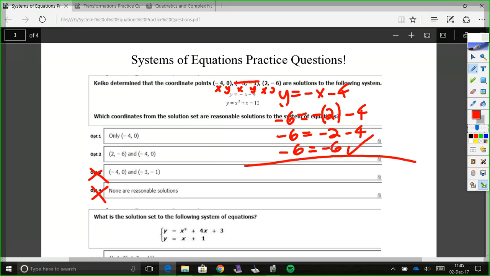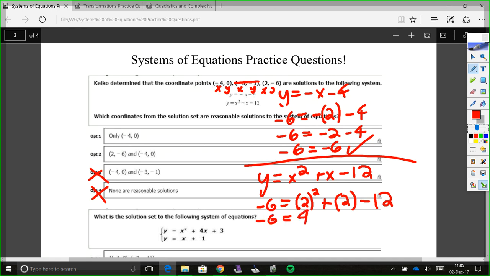Now let's check the other equation. y equals x squared plus x minus 12. Let's see, we're plugging in -6 for y, and we're plugging in 2 for x. So plus 2 minus 12. Alright, let's work this out. We'll have 2 squared is 4. This will be plus 2 minus 12. Oh, I wrote 16. Didn't mean to write 16.